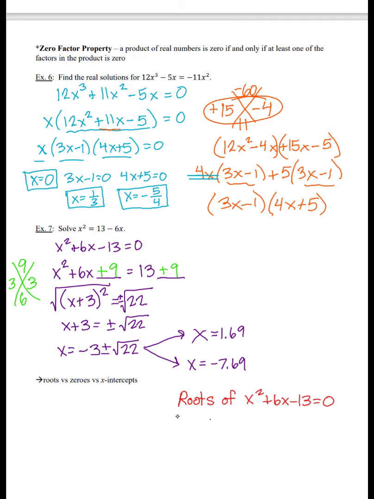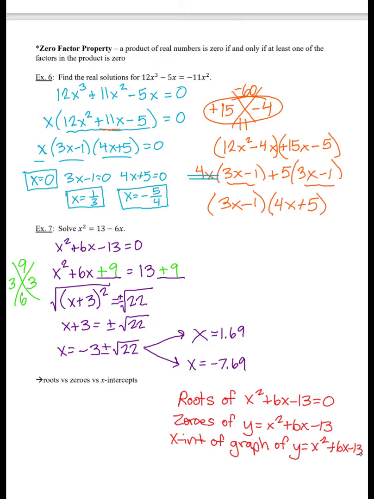If we want to talk about these as zeros, zeros are for the function y. Let's try that again. y equals x squared plus 6x minus 13. If we want to talk about these as x-intercepts, x-intercepts belong with a graph, so the graph of y equals x squared plus 6x minus 13, squeeze it in there.